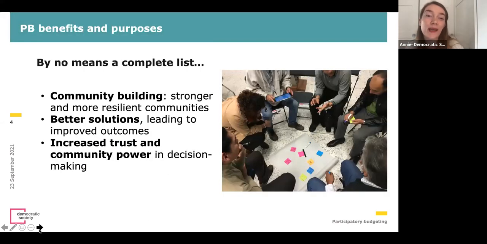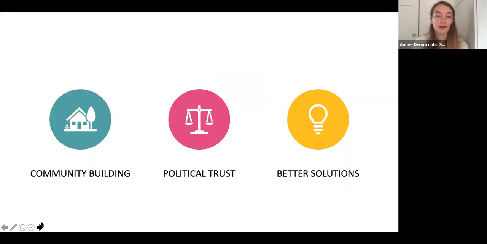So some of the benefits and purposes of PB. There's a lot, but I'm just going to focus on these 3. So community building, so that's stronger and more resilient communities. Better solutions, so working together can actually lead to improved outcomes. And then increased trust and community power in decision making. So those, I think, are the 3 big main ones that we'll touch on, but it's not to say that there aren't more benefits than that.